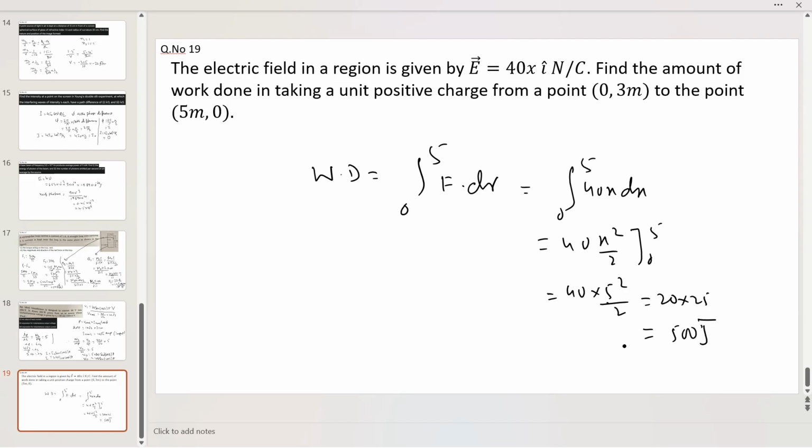Now this is all the problem sums and questions. I am dealing with only the problem sums, not the theory part. So this is all the problems which I have solved here. This is the physics for class 12, 2025 CBSE paper. So this is all about it.